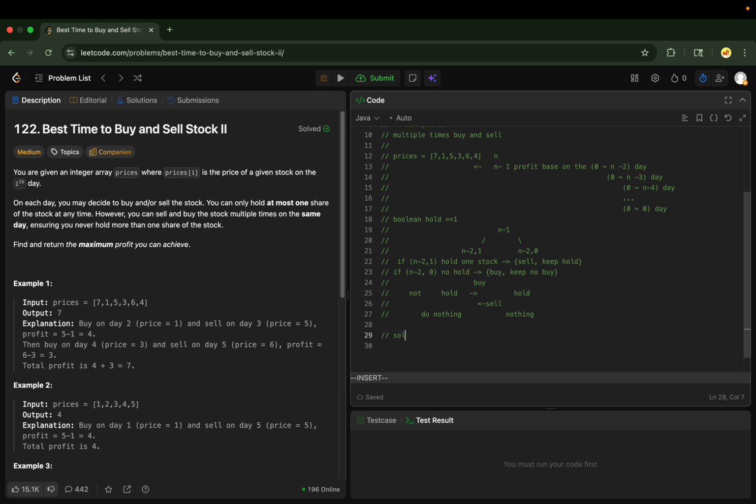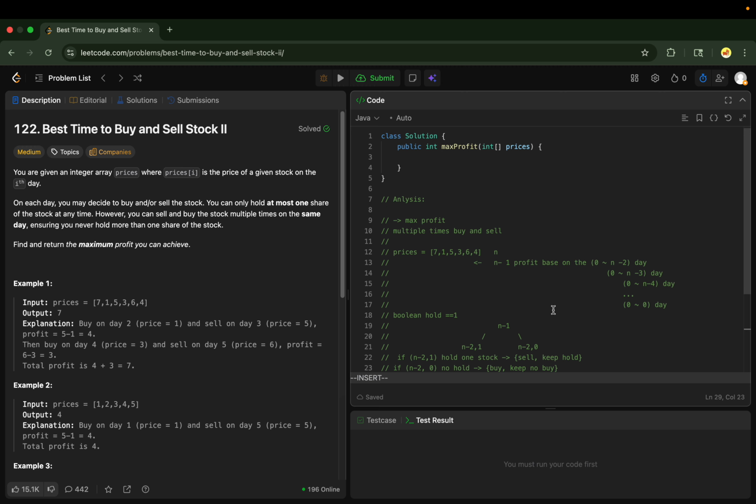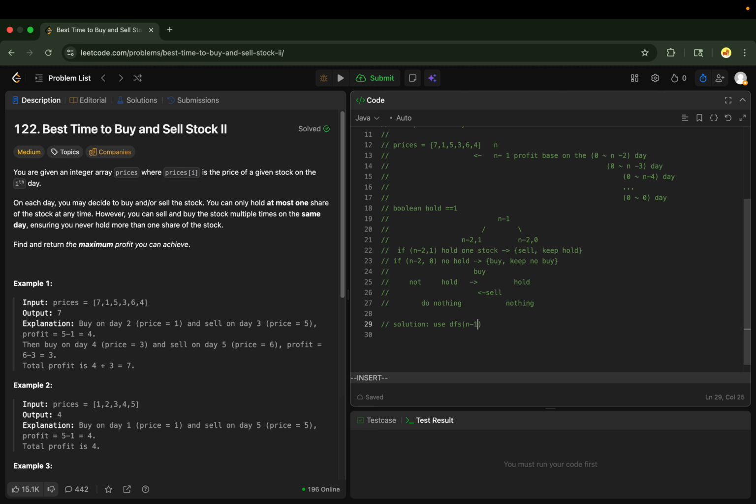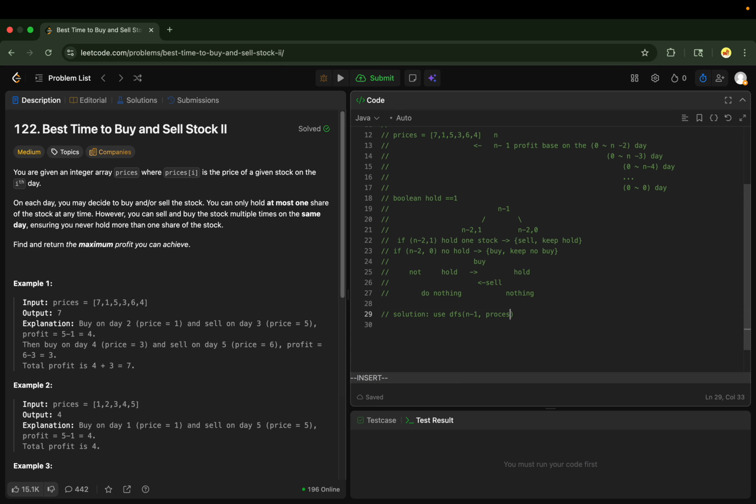So for this problem, the solution is to use a DFS. Start from the last one, and we also have the prices, right? This is called the benefit, the profit. Use the benefit during the DFS. Yeah, use the DFS to do that.